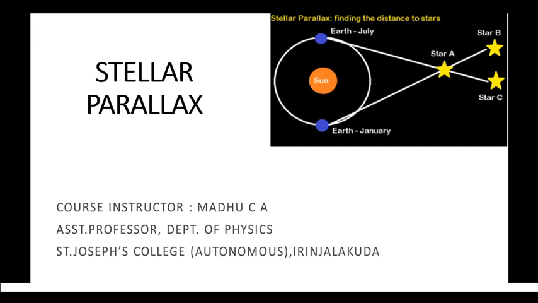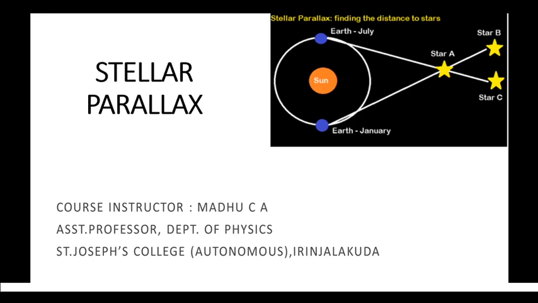Here we are starting our second session of the module Astronomy and Astrophysics. In the last class, we had discussed the stellar magnitude sequence and the different types of magnitudes like apparent magnitude, absolute magnitude, and the relation between them. Today we are covering an important topic, that is stellar parallax.